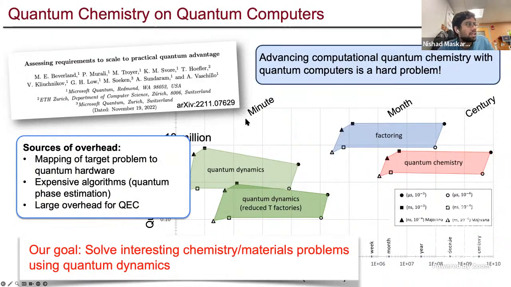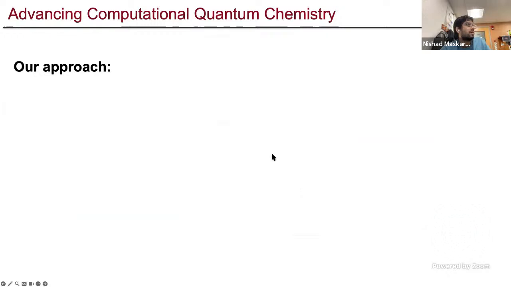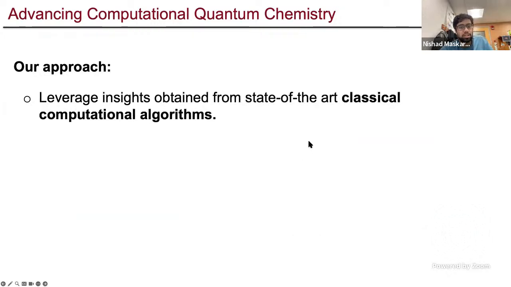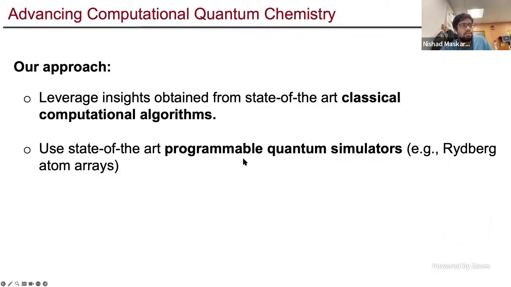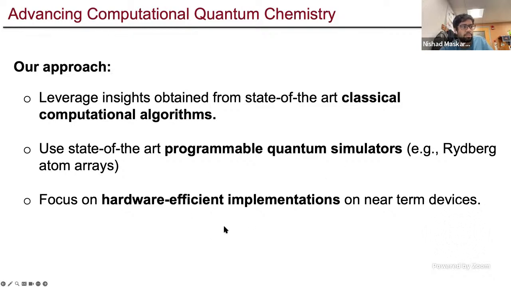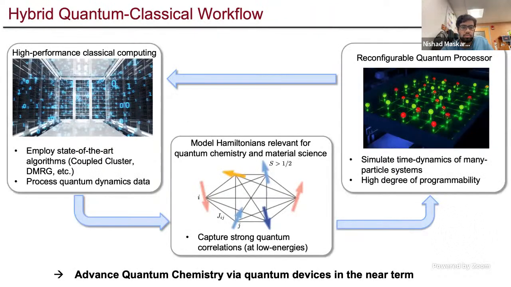All right. So that's the setting. Quantum chemistry, as currently set up, is a very hard problem for quantum computers. So the approach that we're going to take is to try and combine state-of-the-art classical computational algorithms with near-term quantum devices, and use recent developments in programmability of these quantum simulators in order to cut down on a lot of these overheads that occur in the mapping, and really focus on developing hardware efficient implementations for near-term devices. So we are proposing to use a workflow that involves both hybrid quantum and classical resources.